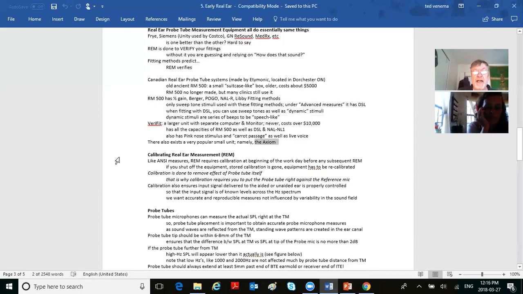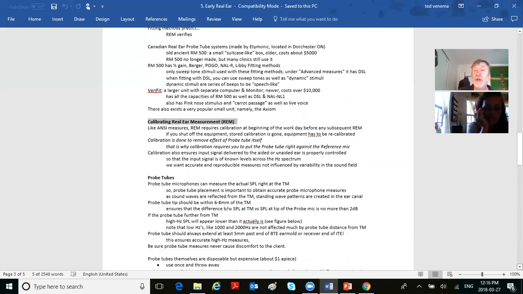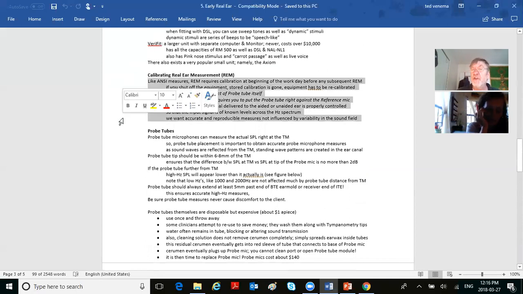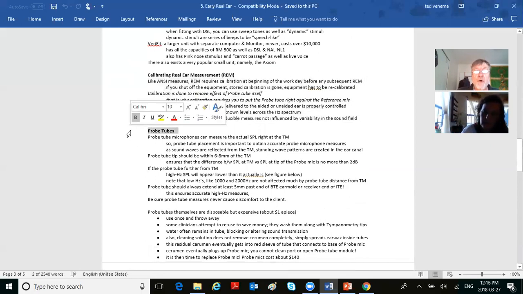Here it talks about calibrating, what we've covered already. So you calibrate ANSI measurements. You also calibrate real ear, okay? And calibration for real ear is done to get rid of the effects of the tube. And so basically this is just a description of that in terms of notes and not so much in terms of pictures or PowerPoints. Probe tubes.